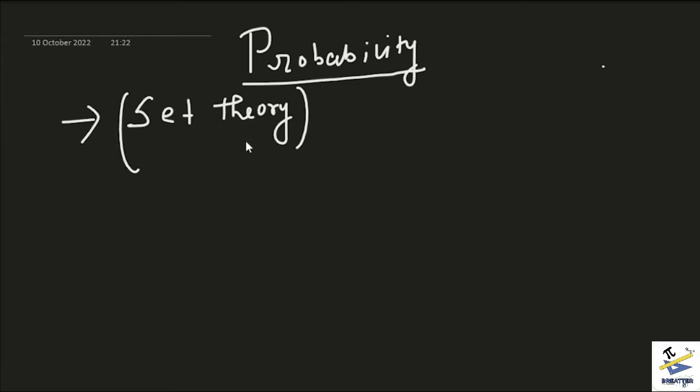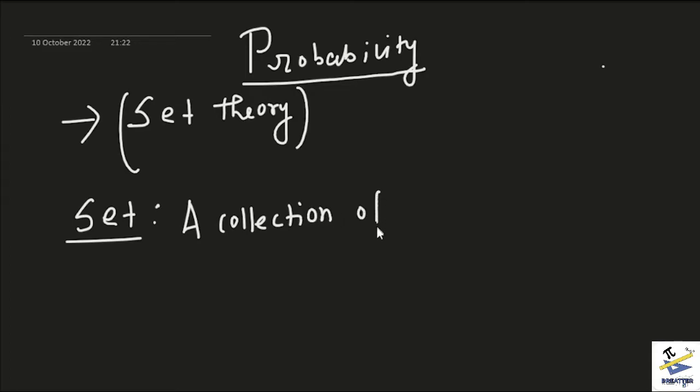So, set theory is obviously the study of sets. Now, we need to know what a set is, right? A set is basically a collection of objects. And a set can be a collection of anything. When I say objects, I do mean that a set can be a collection of anything.